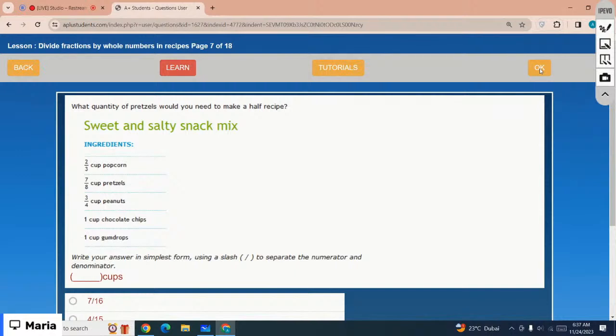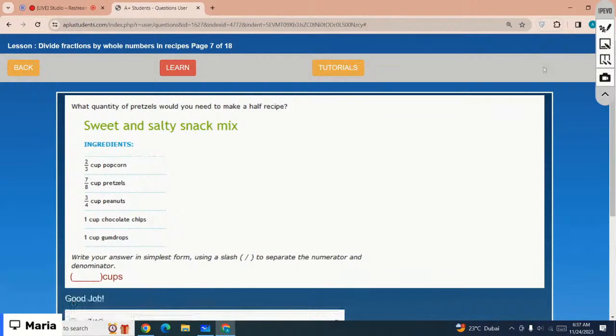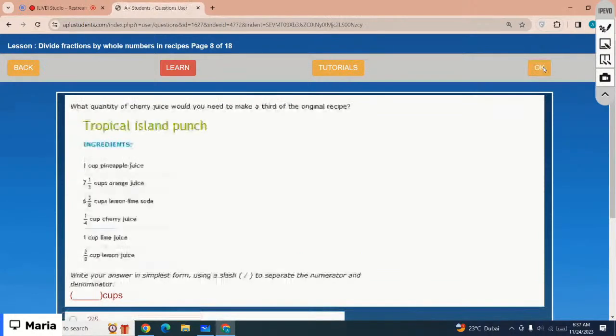The correct option is 7 over 16. Option number 1 is the correct option. What quantity of cherry juice would you need to make a third of the original recipe? Which is the correct option?